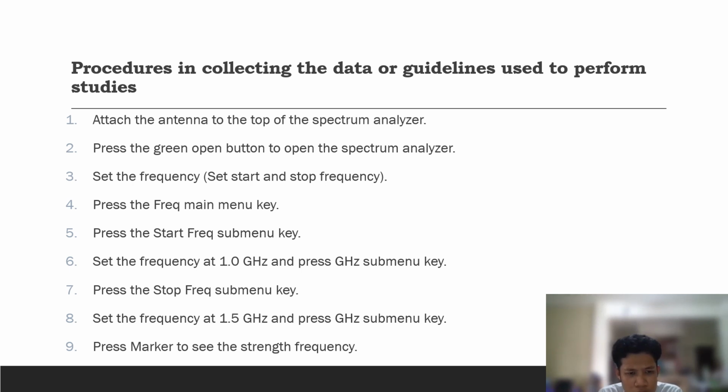After that, we set the frequency at 1.0 GHz and press the gigahertz submenu key. After that, we press the stop frequency submenu key, set the frequency at 1.5 GHz and press the gigahertz submenu key. The last step, we press a marker to see the signal strength at that frequency.